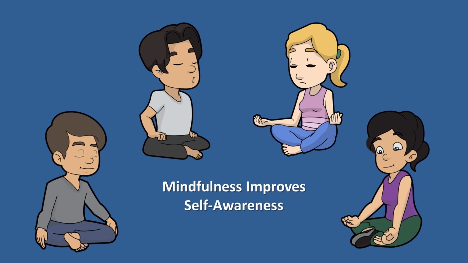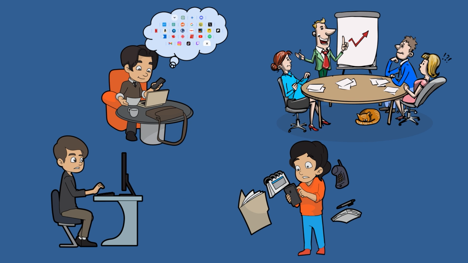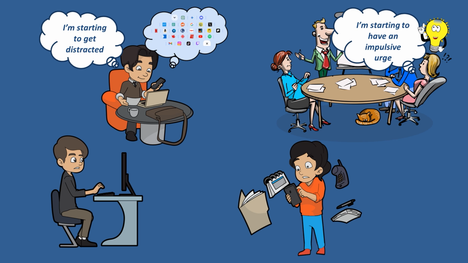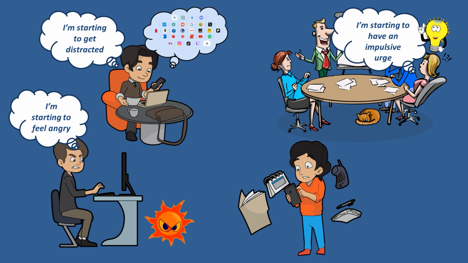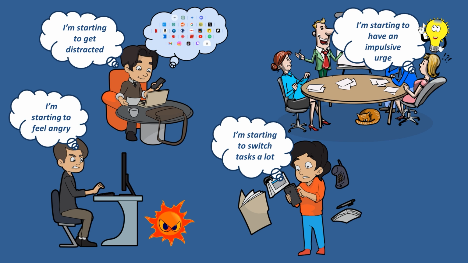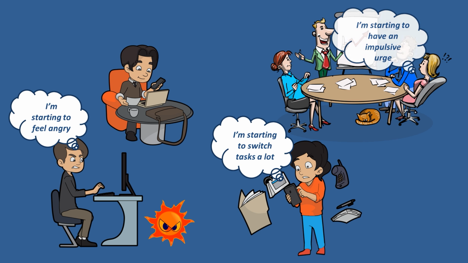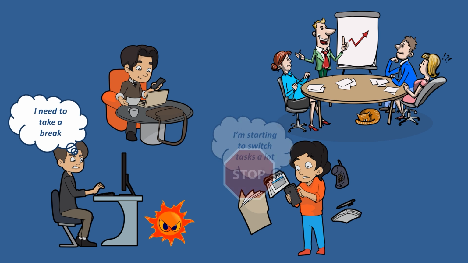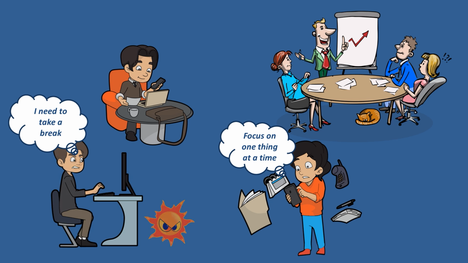And as we practice mindfulness more regularly, our self-awareness improves. And we'll notice these cues earlier. I'm starting to get distracted. I'm starting to have an impulsive urge. I'm starting to feel angry. I'm starting to switch tasks a lot. Which is important because the sooner we become aware of a distraction or impulsive urge, the more chance we have of being able to just let it go. And the sooner we use STOP to choose how we want to proceed. I need to take a break. I need to focus on just one thing at a time. The more effective STOP is going to be.